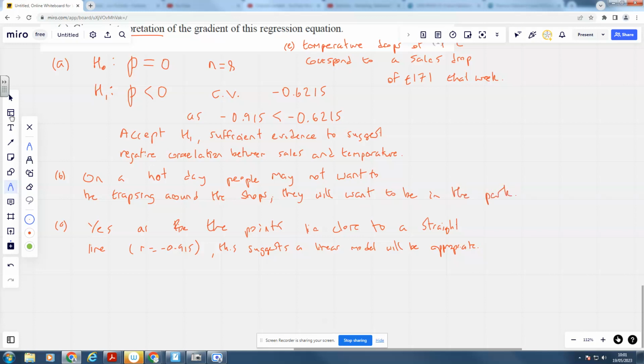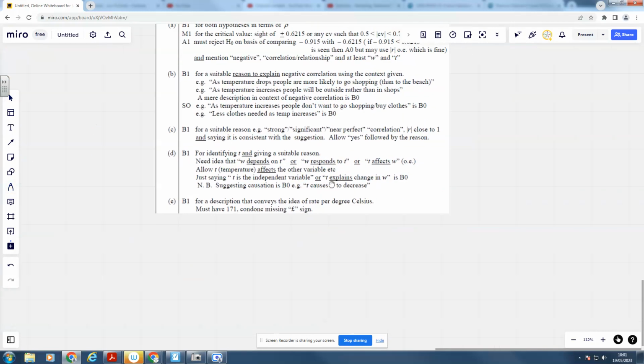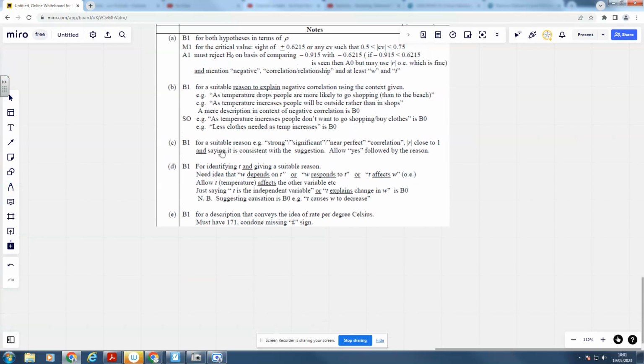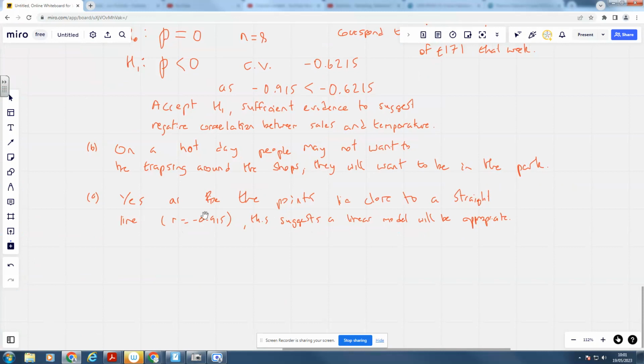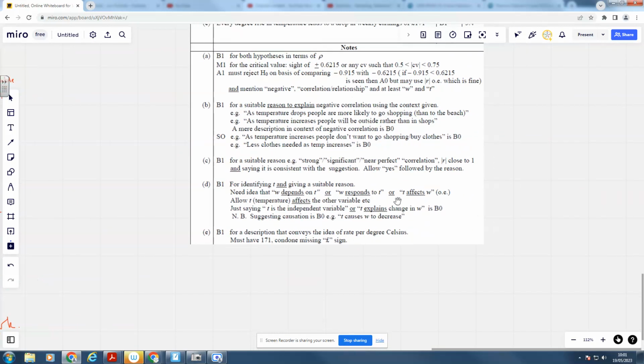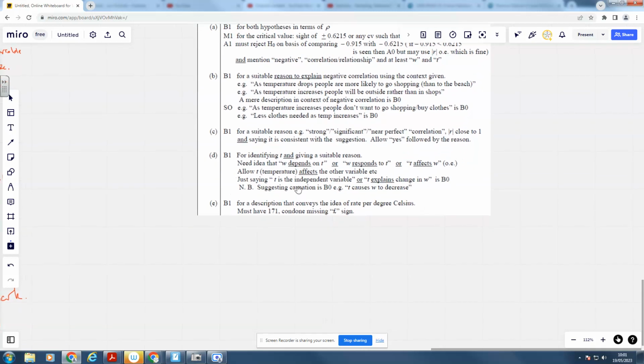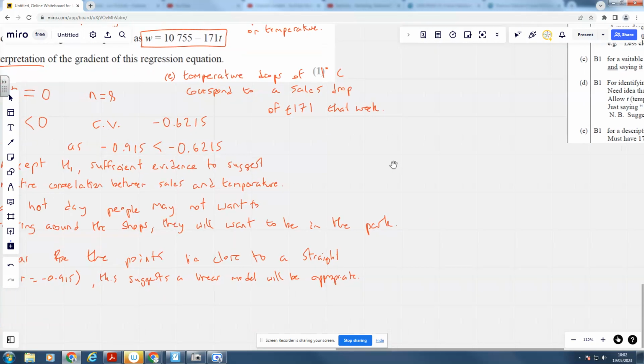And this is why I don't particularly like these waffly stats questions. So I don't know if I'd get away with that one. For suitable correlation, strong, significant, near perfect correlation, and saying it's consistent with a suggestion, that's fine. I think I've got that. I've seen it on other mark schemes where they say points lie close to a straight line. This suggests the linear model will be appropriate. And part D, for identifying T, and W depends on T, that's fine. Then part A for a description, rate per degree Celsius, must have 171, condone a missing pound sign. So there we go.